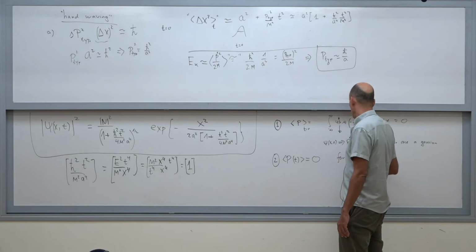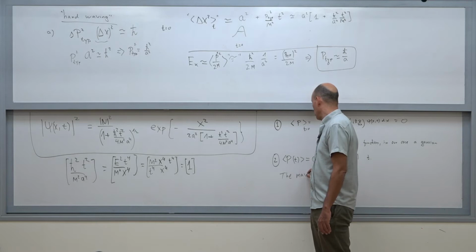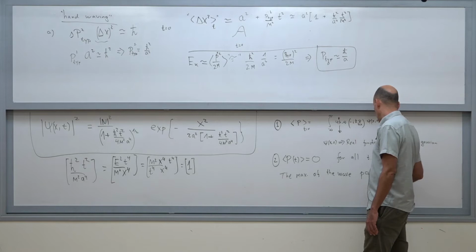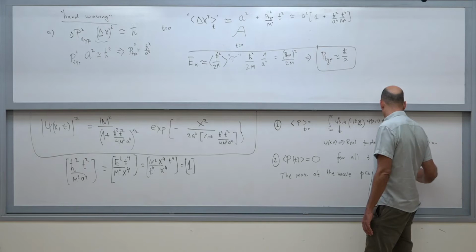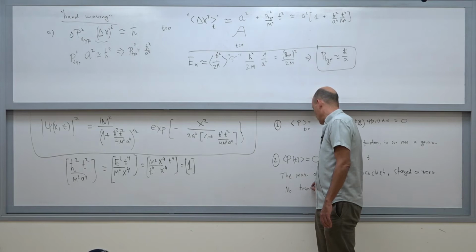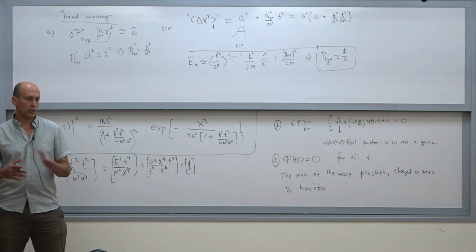And for that reason, the maximum of the wave packet stayed on zero. That is, we had no translation. This is also obvious just from symmetry, because if the wave function is symmetric, there's no reason why it will move one way or the other.